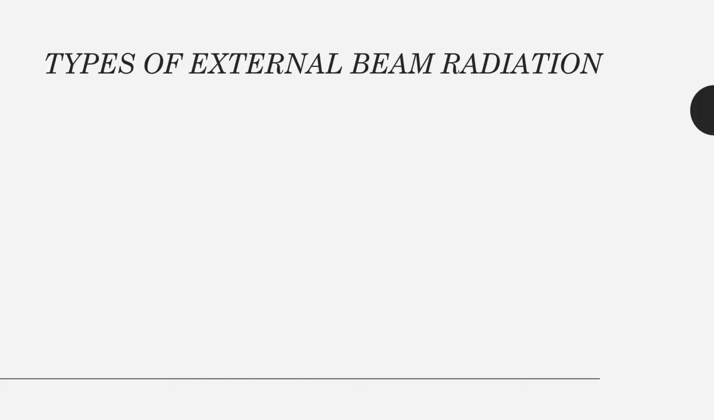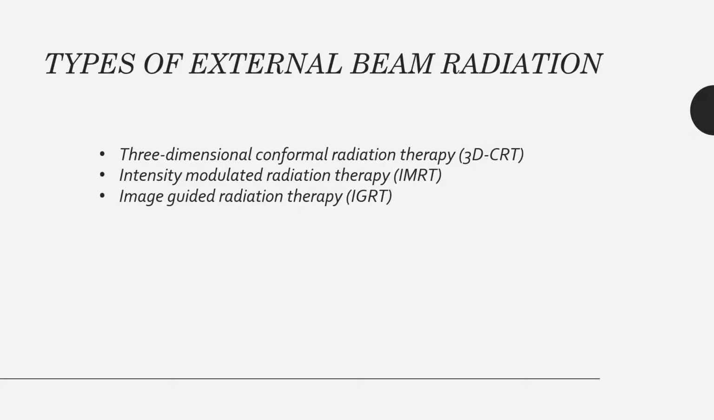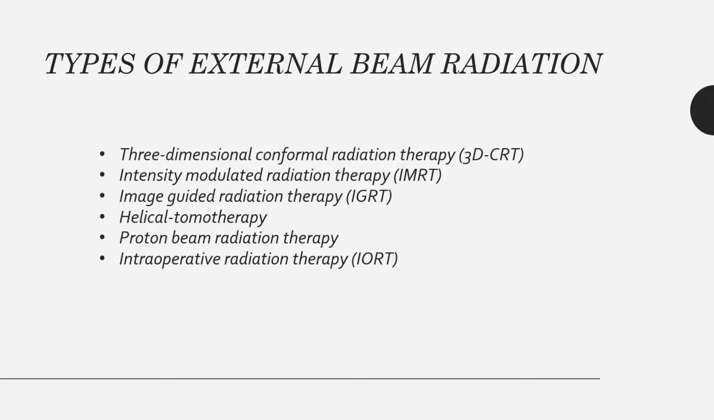There are many different types of external beam radiation: three-dimensional conformal radiation therapy, known as 3D CRT, intensity modulated radiation therapy, IMRT, image-guided radiation therapy, IGRT, helical tomotherapy, proton beam radiation therapy, intraoperative radiation therapy, and stereotactic radiosurgery.